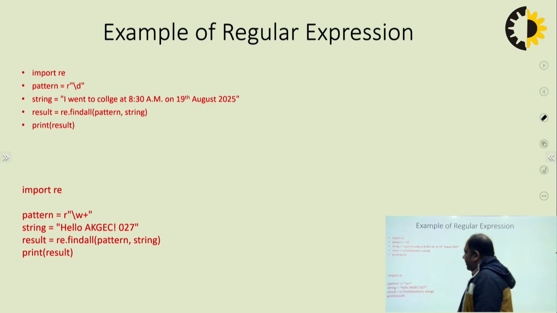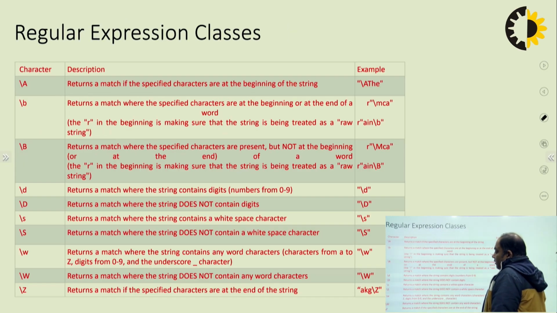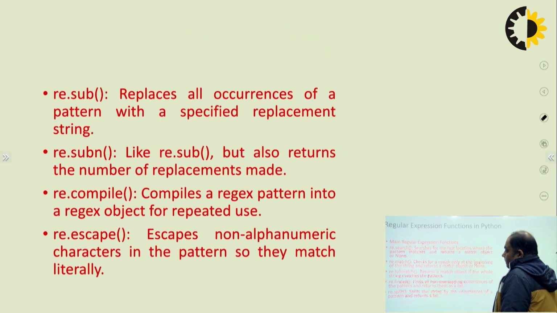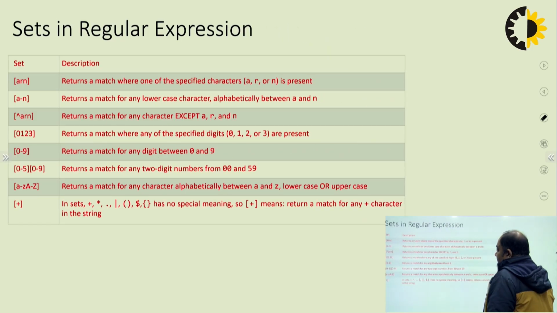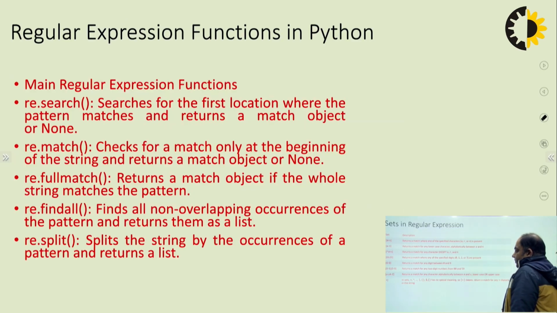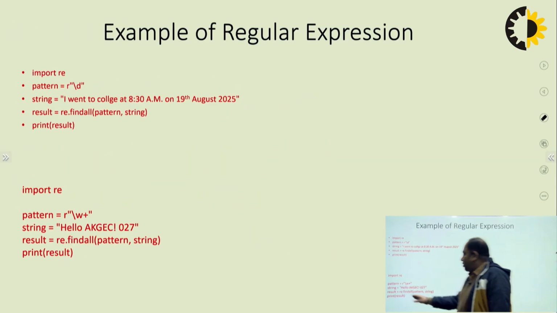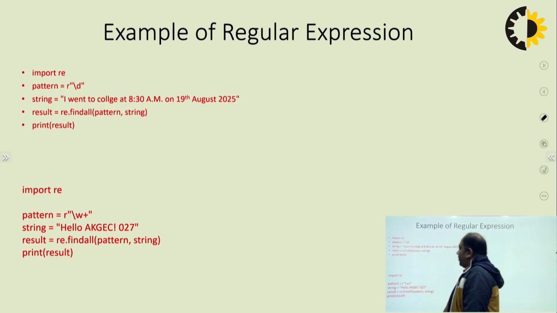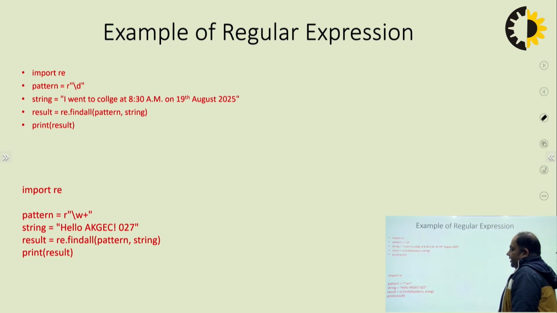What do we write in the pattern? \w+. And what is \w+ used for? The use of \w is to match word characters, and what does plus mean? Plus means it will match one or more of them and return a match. So what is the output of this? Hello AKG 0 to 7. findall is for finding the pattern from the string. So in the pattern we write small \w, so it matches all the word characters in this string, and it will print the same.